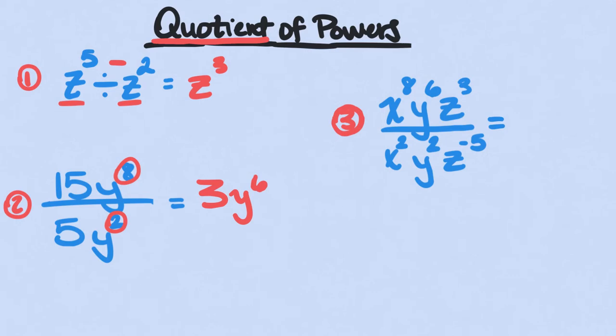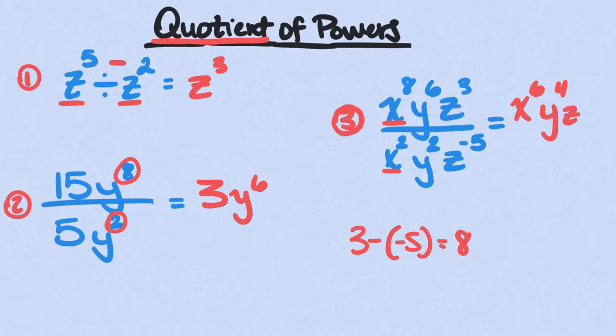So both the numerator and the denominator have 3 different variables. However, we can only work with the same base. So we have x to the 8th, and we're going to divide it by x to the 2nd. So x to the 8th divided by x to the 2nd power gives us x to the 6th power, because we're just going to subtract our exponents. Same thing for y. We get y to the 4th power here, because 6 minus 2 is 4. Now we have z to the 3rd power divided by z to the negative 5th. So that's going to be 3 minus negative 5, which is going to equal what? Well, it's going to give us 8. So z to the 8th power.